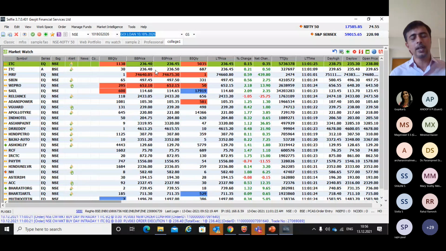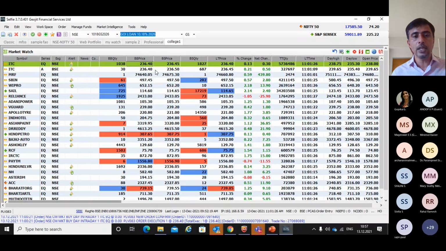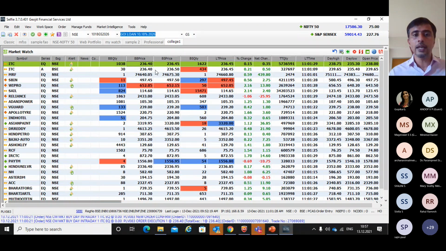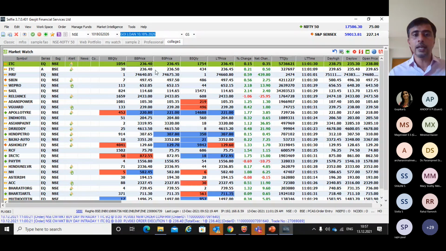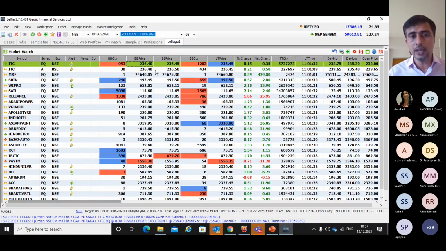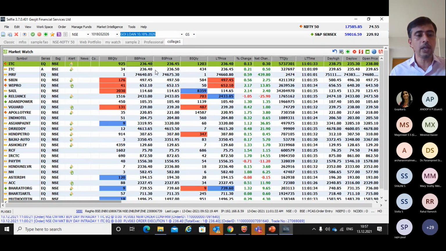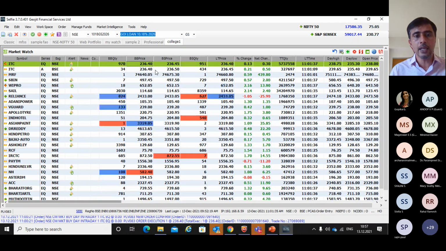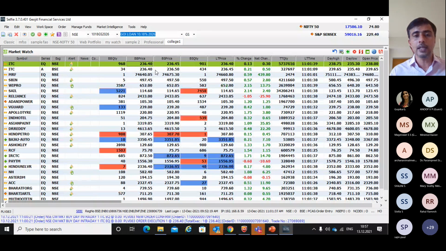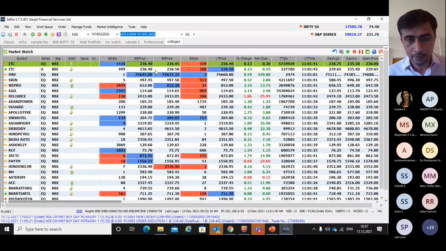Take the example of ITC. I have bought 50 shares of ITC. I have sold 60 shares of ITC. So what is the difference between 50 and 60? Netting is minus 10. So minus 10 shares I have to give to the exchange.